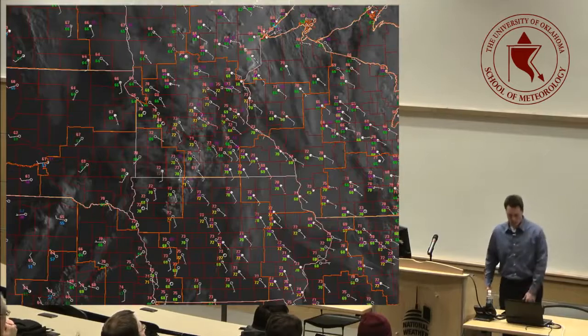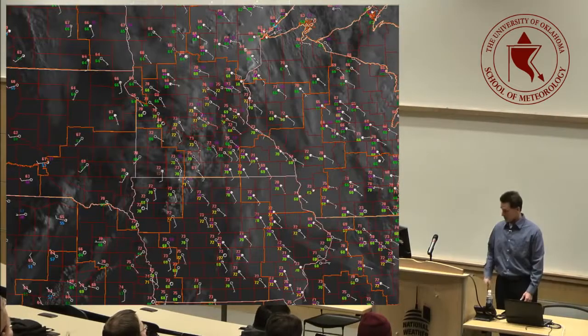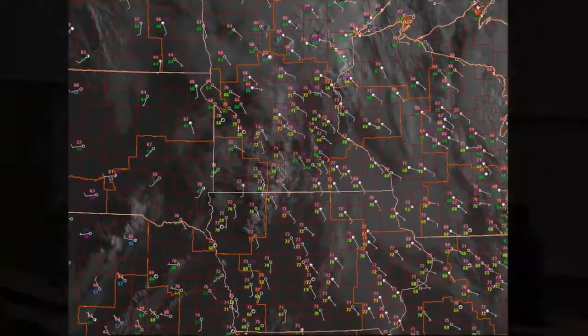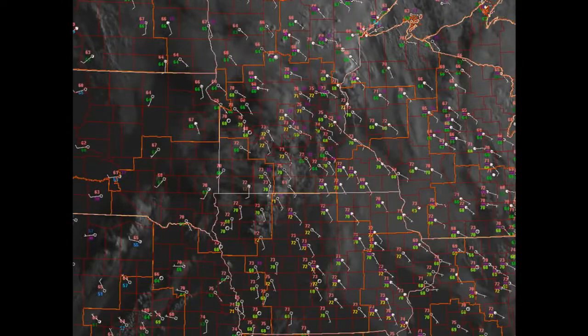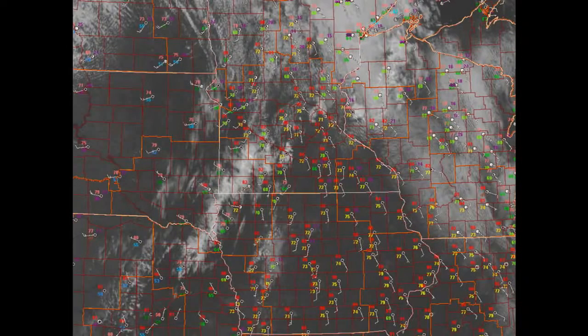Okay, so here's one. Don't worry too much about the details. This is in the morning. I don't expect you to be able to read all the little surface observations. But in general, there's dew points in the upper 60s to low 70s. And focus on Minnesota, Iowa, Illinois. As we go during the day, you notice there's more yellows show up. That's now low to mid 70s surface dew points. The sun's out. It's warming up.